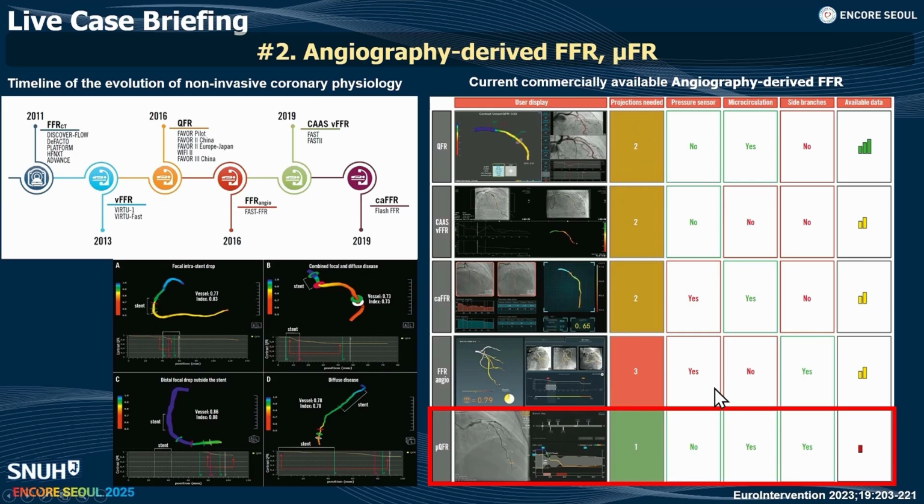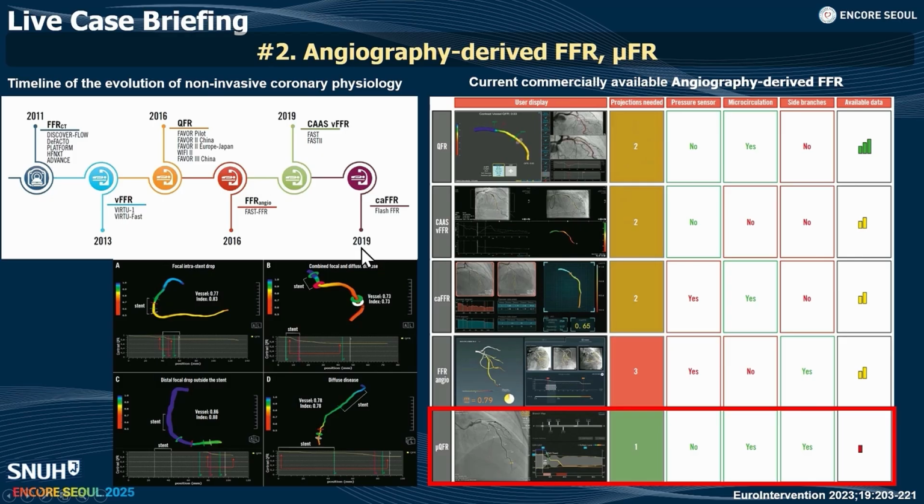Plus, second issue is angiography-derived FFR, μFR today. On the left side, you can see timeline of the evolution of non-invasive coronary physiology. From FFR-CT 11, vFR, vessel FFR 13, quantitative flow ratio 16, FFR angio 16, CAAS vFFR, cardiovascular angiography analysis system, CAAS. And then 19, coronary angio FFR.